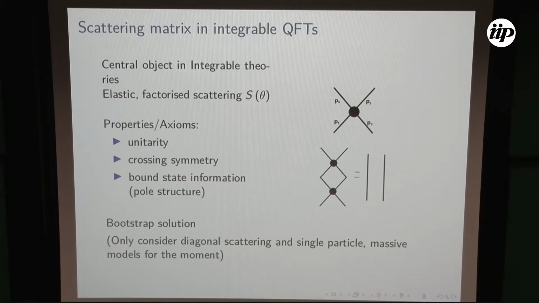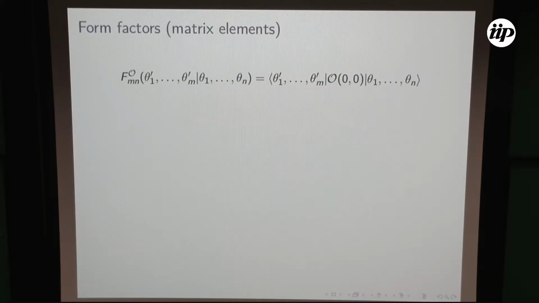And then if you have the scattering matrix, we can move further and ask what we can do with other quantities like the matrix elements. These are the form factors, the matrix elements of local operators between the asymptotic states that are energy momentum eigenstates. This is the form factor object.